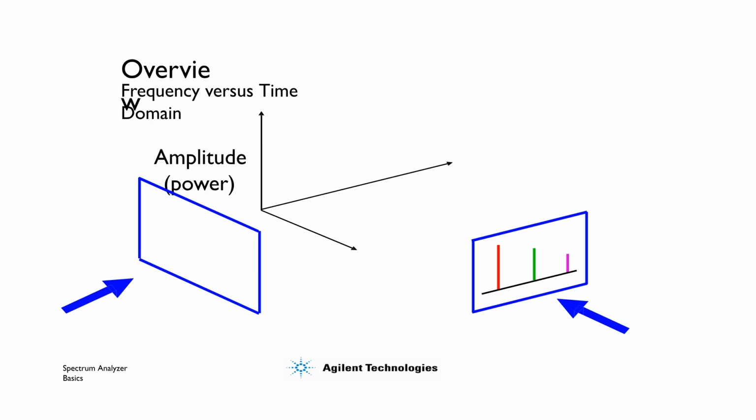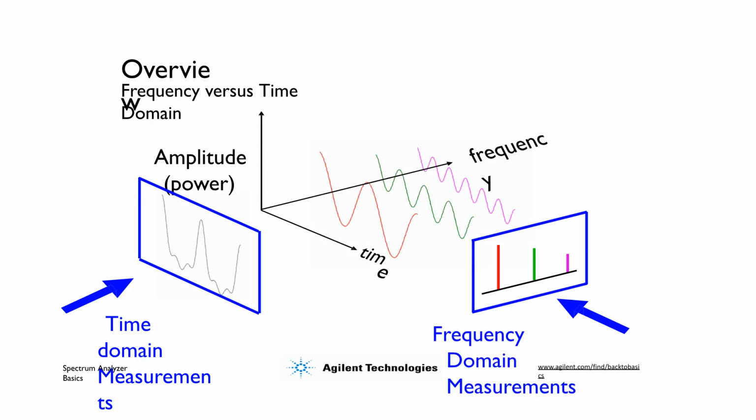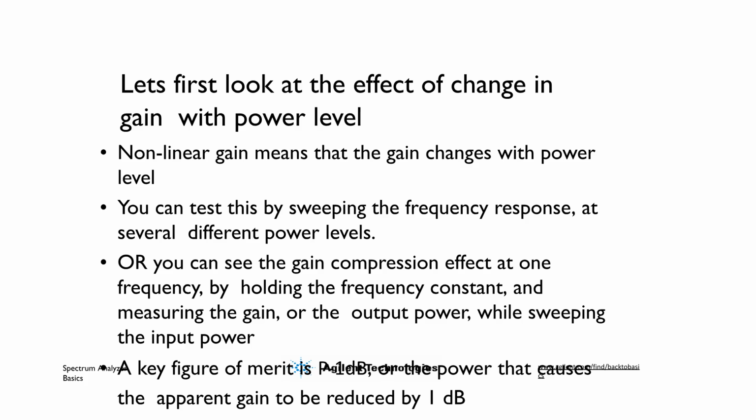The diagram illustrates the comparison between time domain measurements, which show amplitude over time, and frequency domain measurements, which show amplitude over frequency. Nonlinear gain means the gain changes with the power level. This can be tested by sweeping the frequency response at different power levels, or by holding the frequency constant and sweeping the input power.